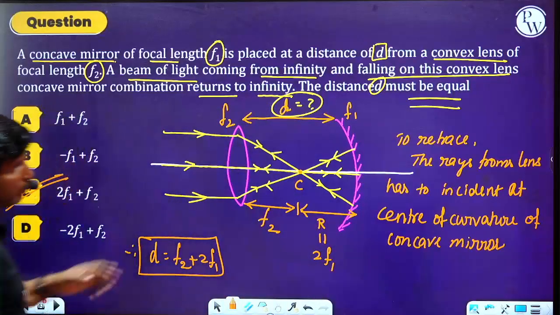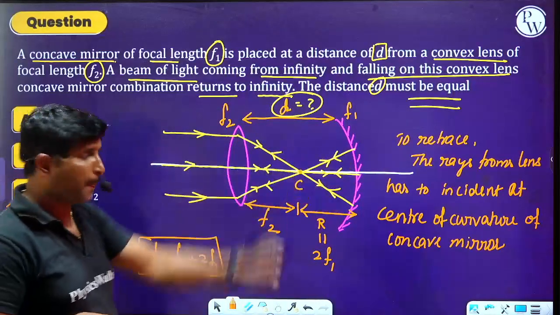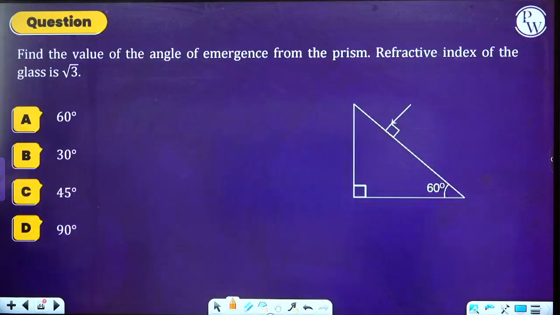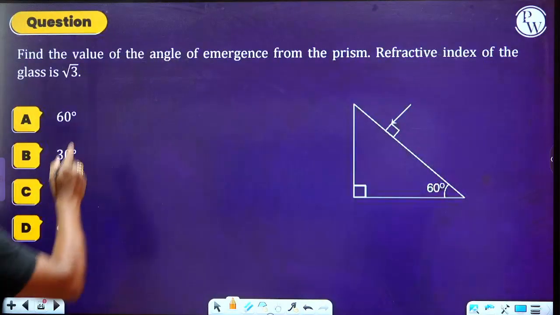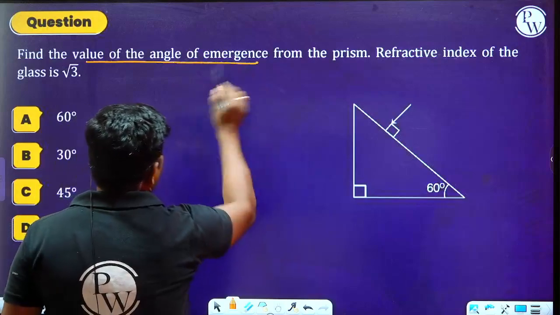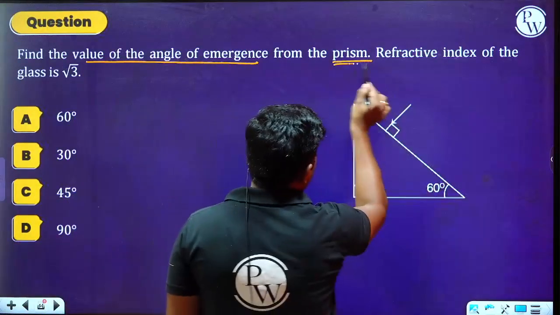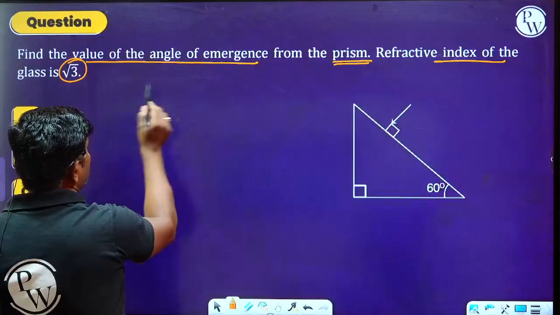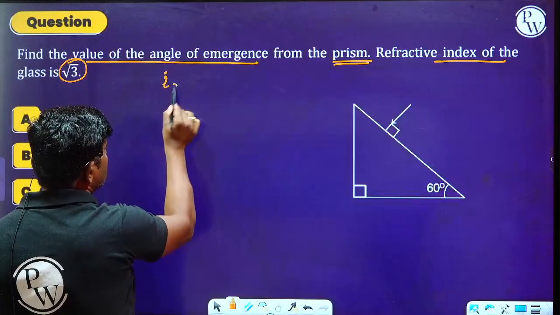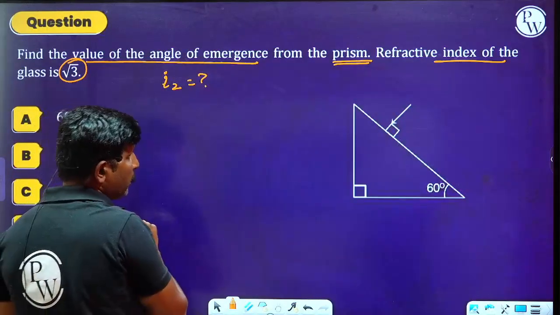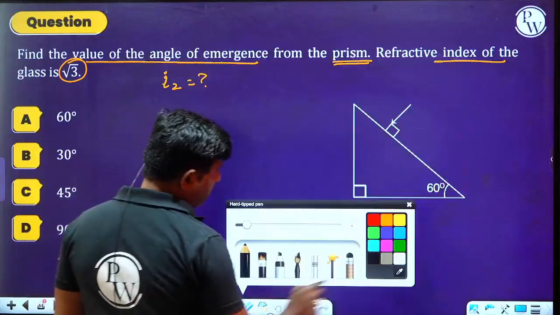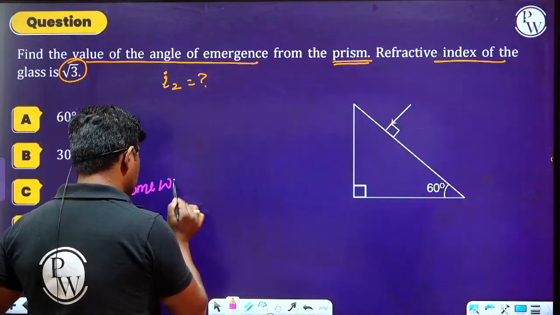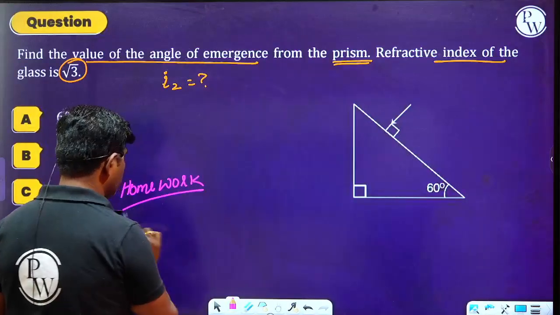I hope you understood this point clearly. So move on to the next question. What they are saying to us, please read this. Find the value of angle of emergence from the prism. The refractive index of the glass is √3. Angle of emergence is I2, we have to calculate here. From the figure, I am giving this problem as homework to you. I hope you can solve this.